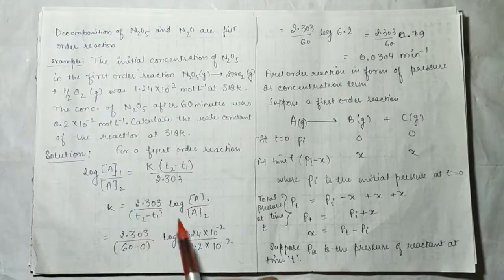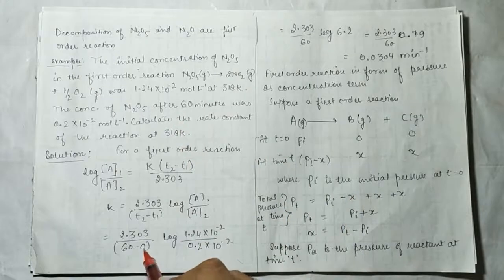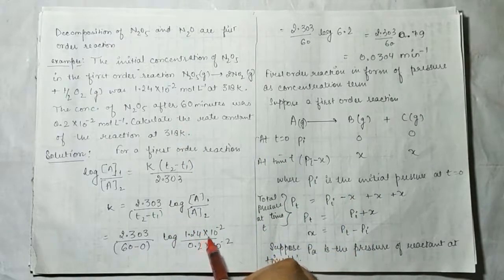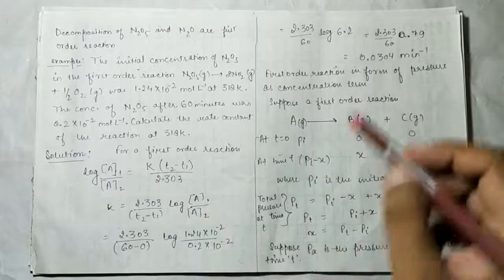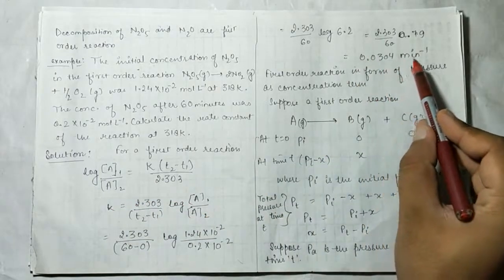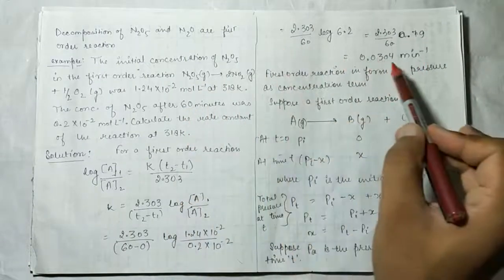Then after putting these values, 2.303, the time taken was 60 minutes. Let's consider the initial concentration is given and initially time was 0. Then log of initial concentration 1.24 into 10 to the minus 2, and the final concentration 0.2 into 10 to the minus 2. Calculating all these values we get the value of k as 0.0304 per minute. Here time is given in minutes, so k will be in per minute.